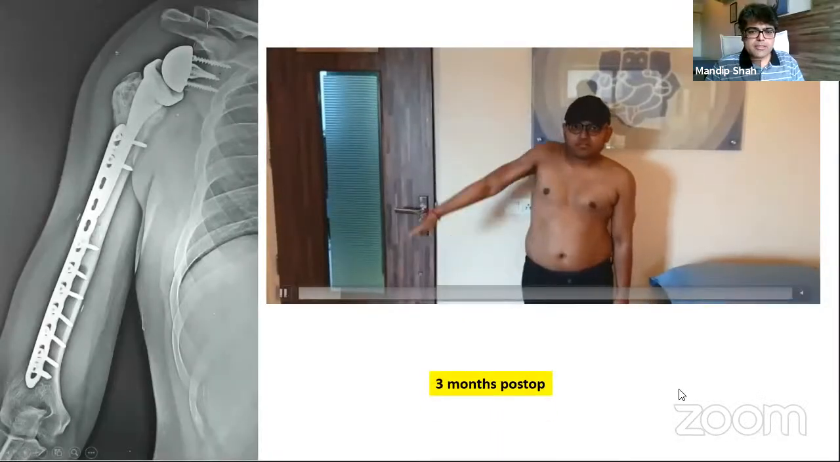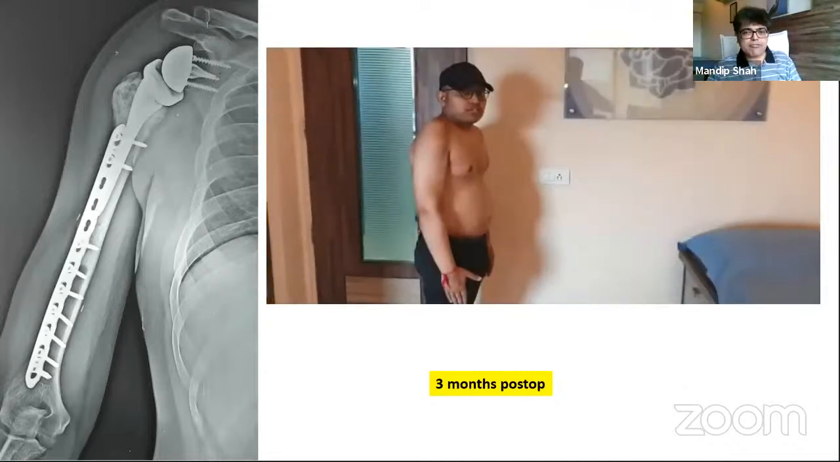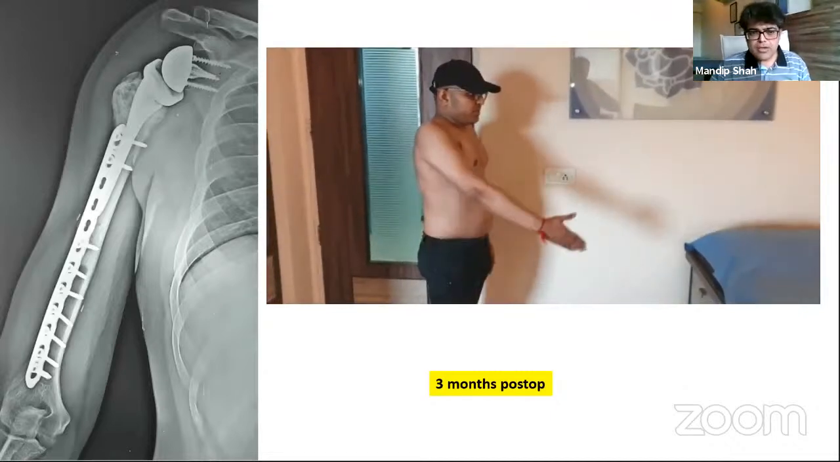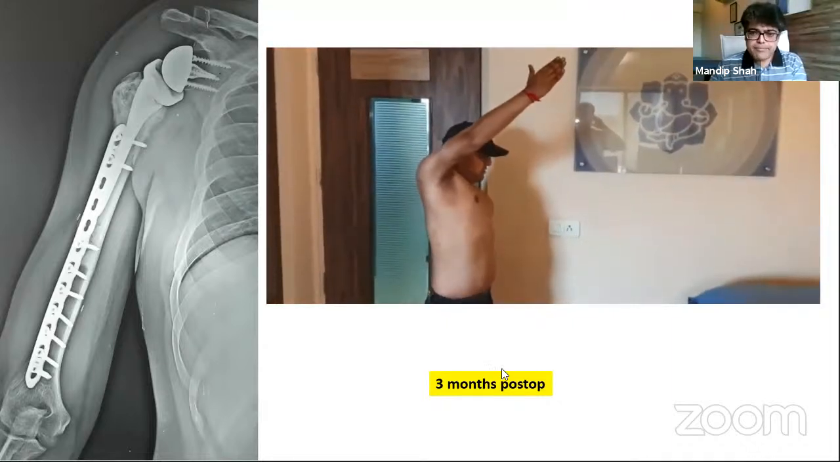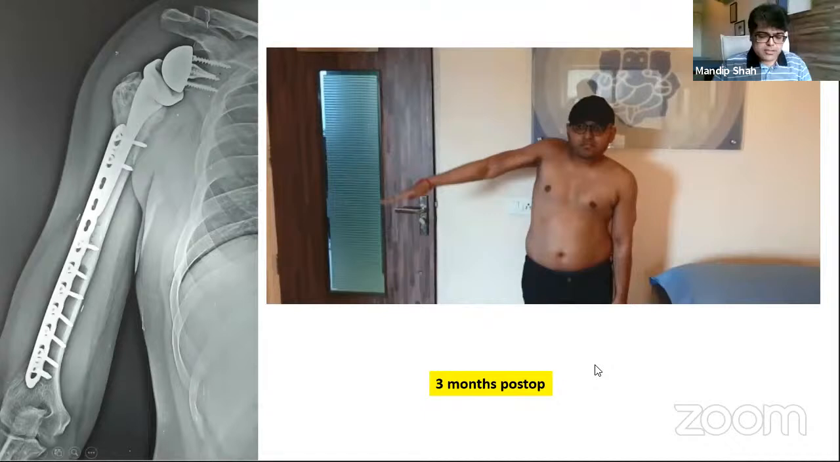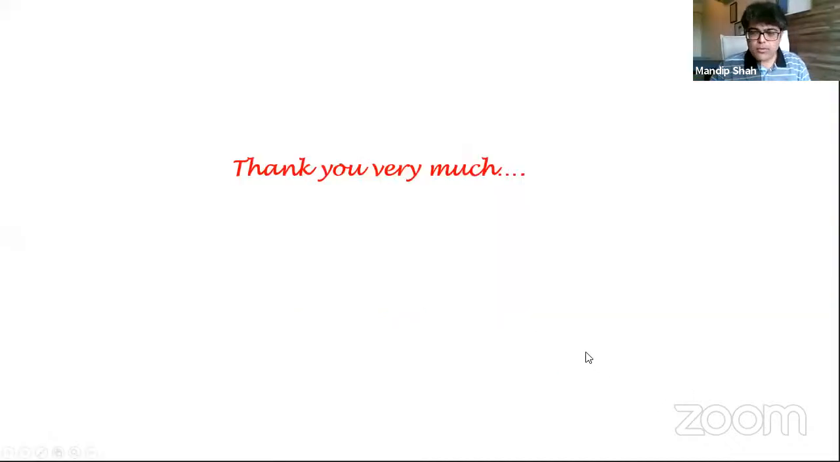And at 3 months, as you can see, just in 3 months, this patient has almost 90 degrees of movement on both the sides. This avoids the uncertainty around the osteotomy and its healing. So I thought this case was worth showing. Now I invite the questions and criticisms, concerns, whatever we have.